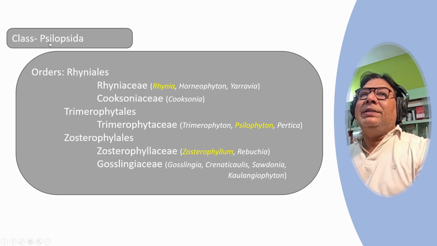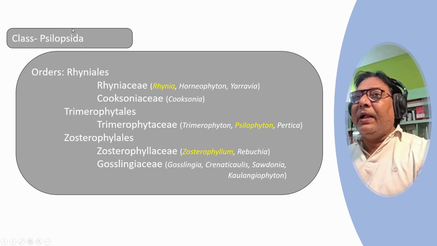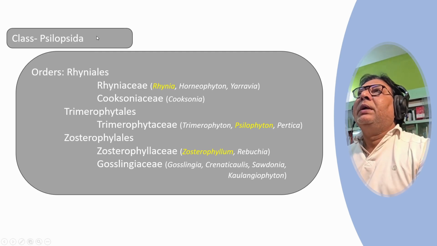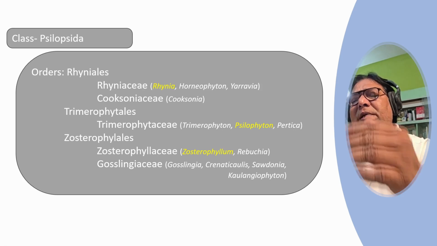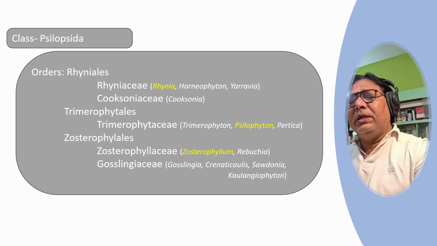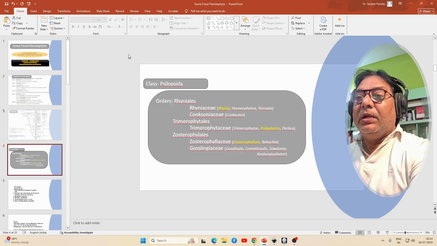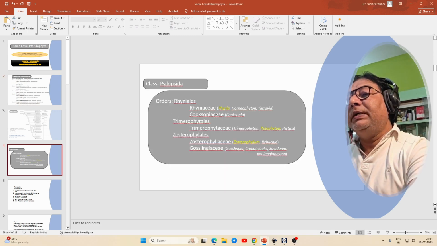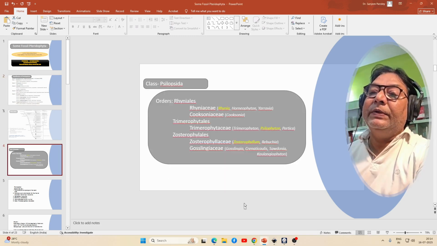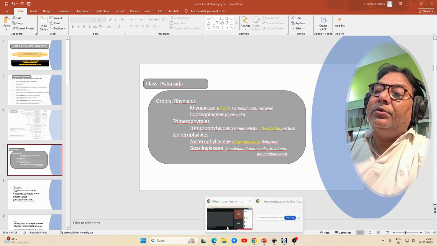So this entire class Psilopsida is the first group of land plants that came on the earth nearly during the period from middle Silurian to Devonian, about 40 crore to 35 crore years ago, if you talk in crores of years.